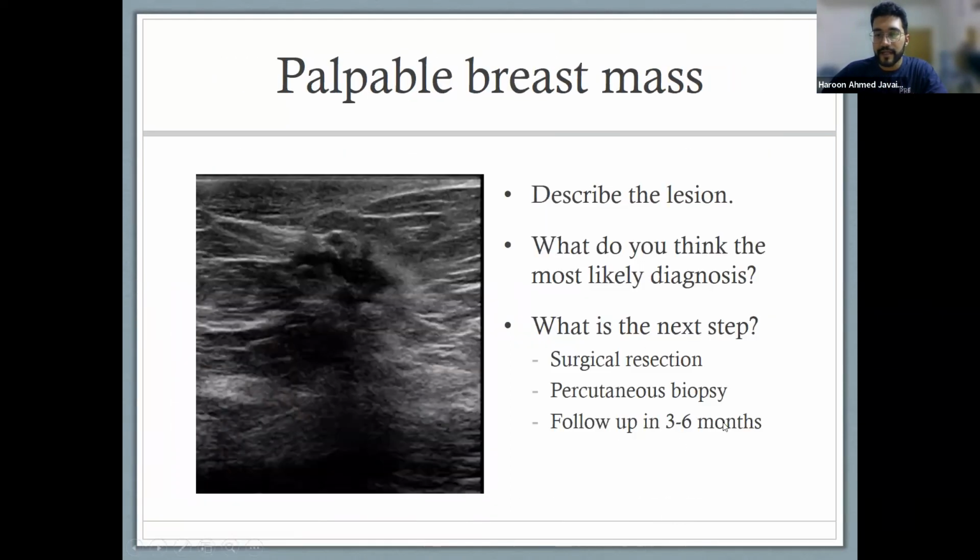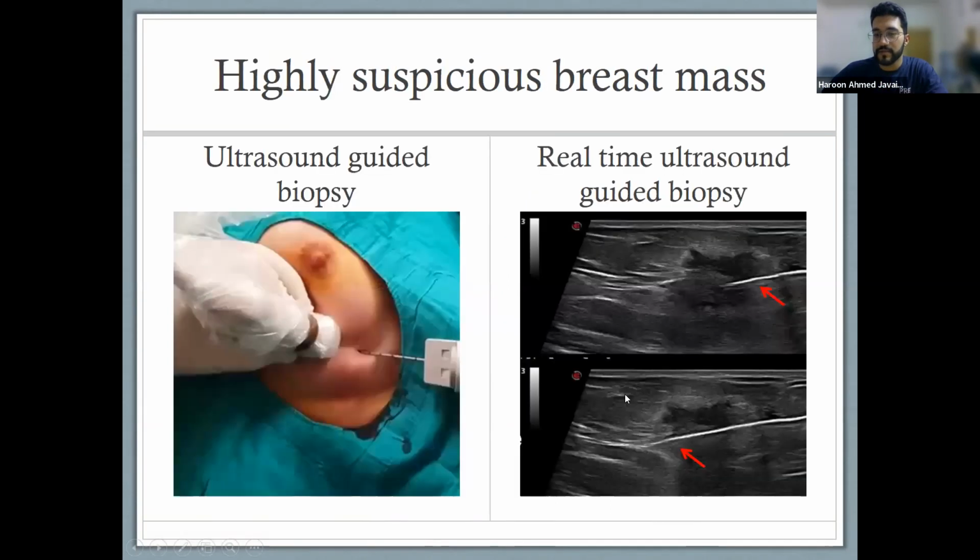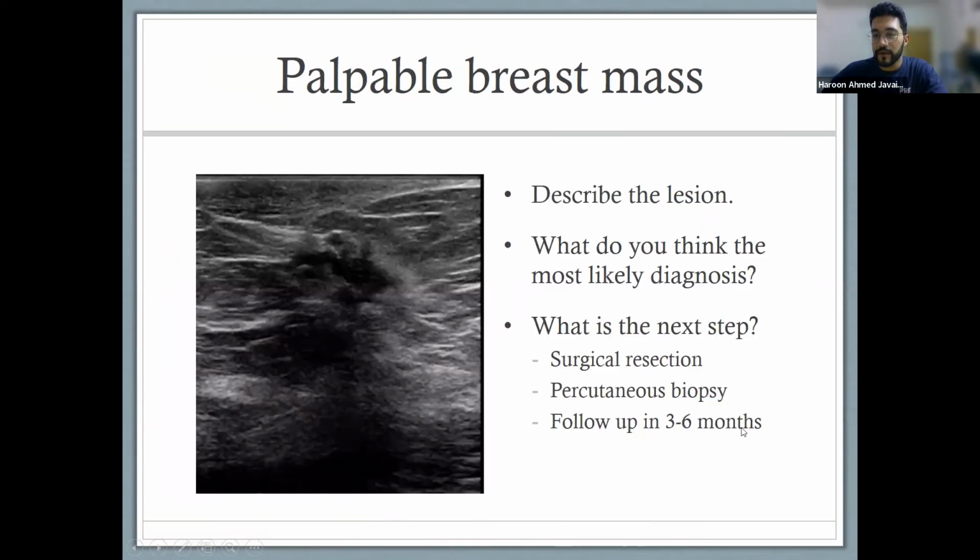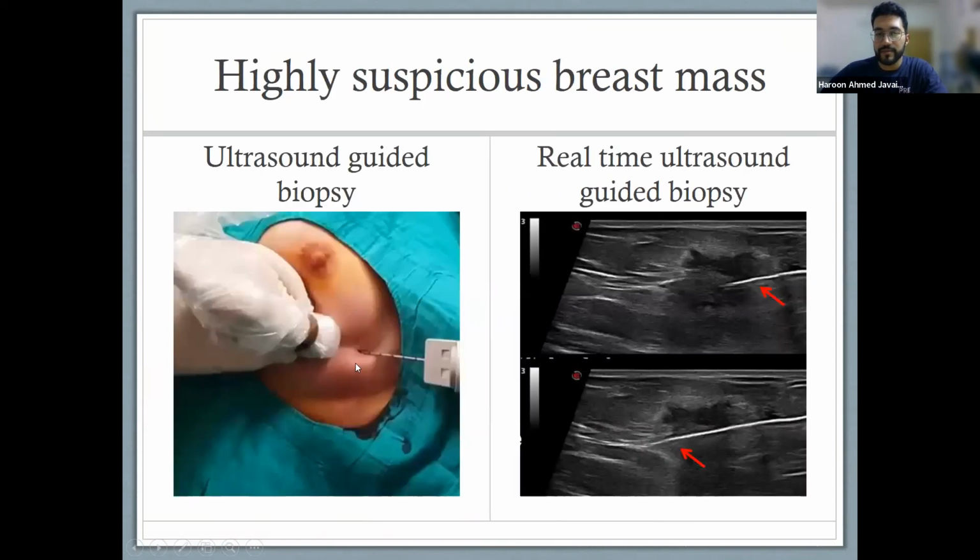Once we have confirmed the diagnosis, then we'll think about surgical resection, okay? So the first step is percutaneous biopsy. We won't do a follow-up because we think that this is malignant. If we thought this was benign, we may follow up in 3 to 6 months, okay? So what we do is percutaneous biopsy.